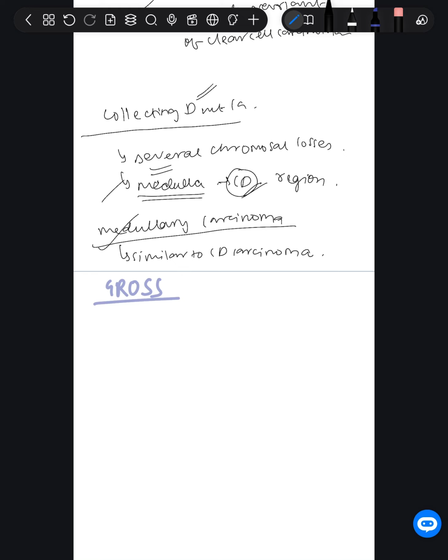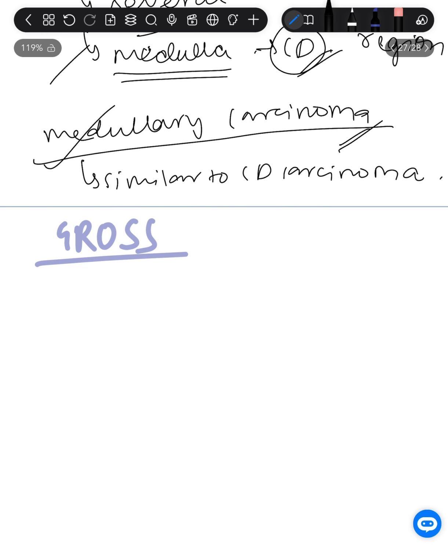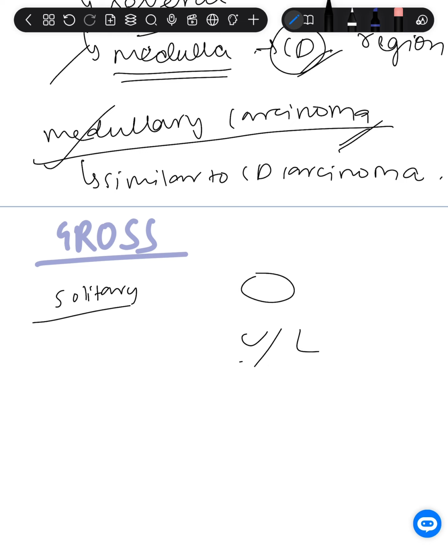In medullary carcinoma, this is similar to collecting duct carcinoma, but there is a difference in growth, which we'll be studying later. Now coming to the gross of clear cell carcinoma, as I told you before also, you will have clear cells. So when we talk about the growth of this carcinoma, this is primarily solitary. Okay, solitary only. There is a unilateral lesion.